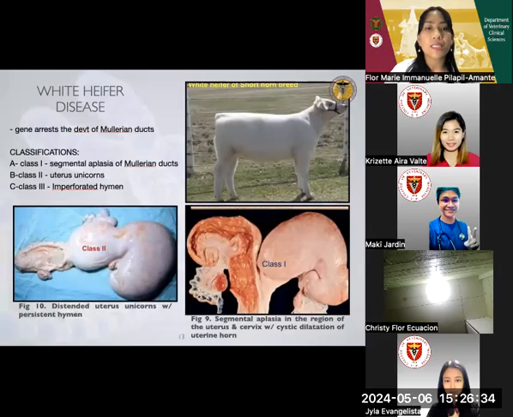And then for class 3, we have imperforated hymen. So then it's difficult for the penetration of the penis needed for breeding or reproduction. So we have figure 9 here as an example of class 1. We have the region of the uterus and cervix with cystic dilatation of the uterine horn.